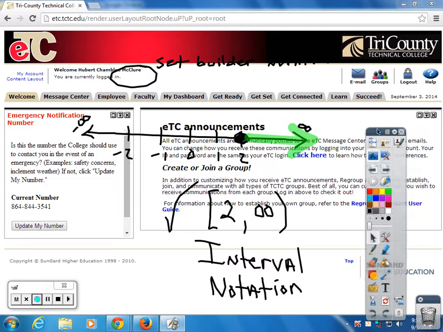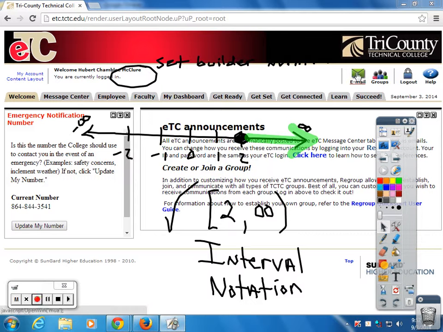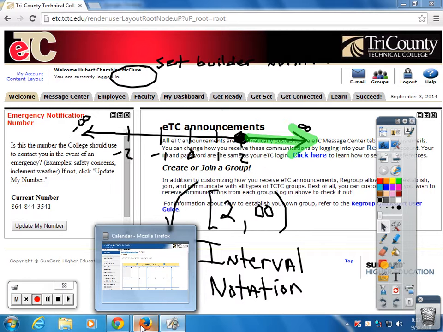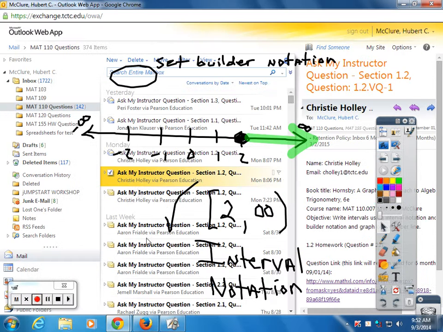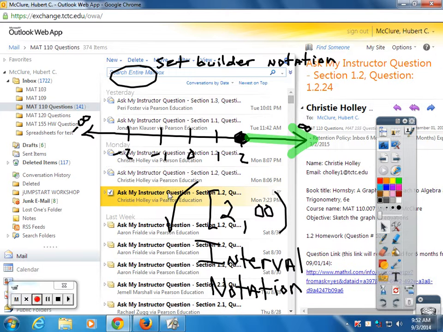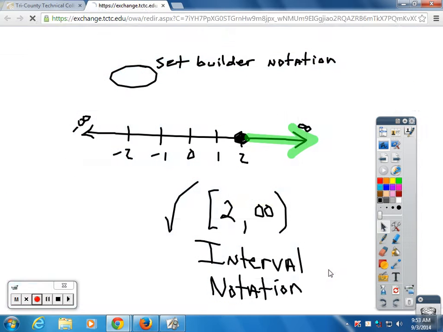Okay, this is going to get on my nerves, if I've got to go to the email every single time. Nope. 1.224.